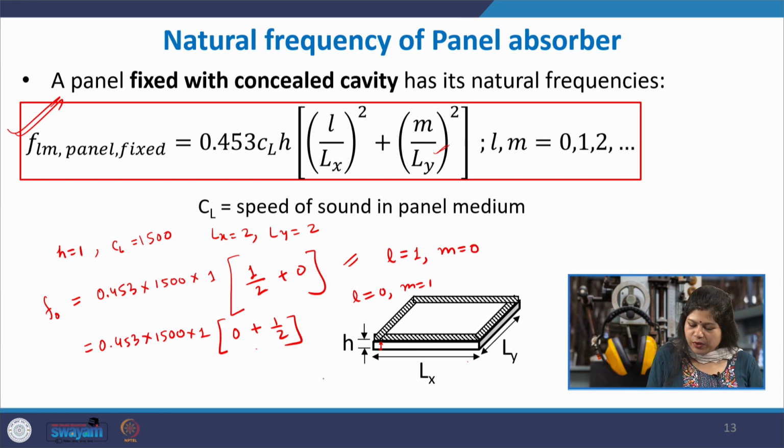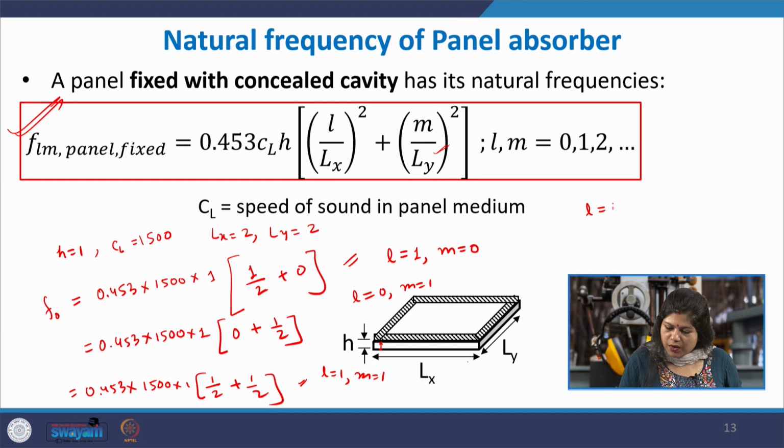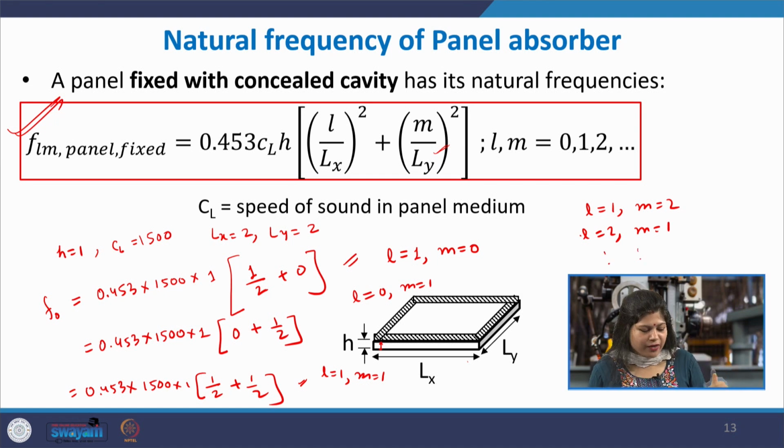Then you will have the mode where L is 1 and M is 1, and you will get yet another, different frequency. Then you can have another mode where L is equal to 1 and M is equal to 2, L is equal to 2 and M is equal to 1, and so on. They can take these discrete values, and for each of these integral values of L and M you will get a certain frequency value. So, a lot of discrete frequencies are there, and these become the set of natural frequencies of the panel.